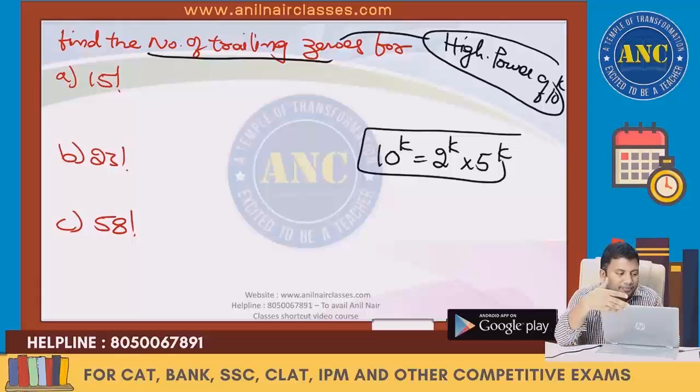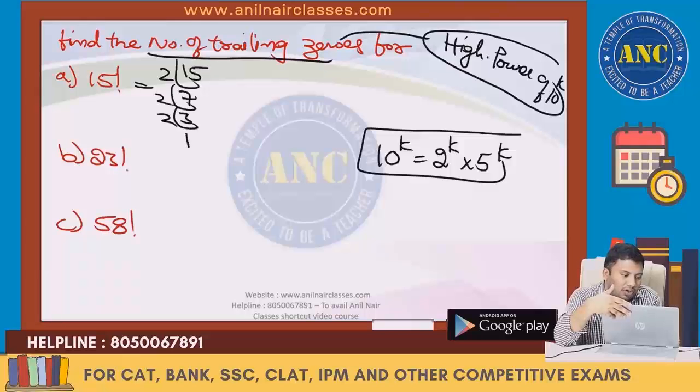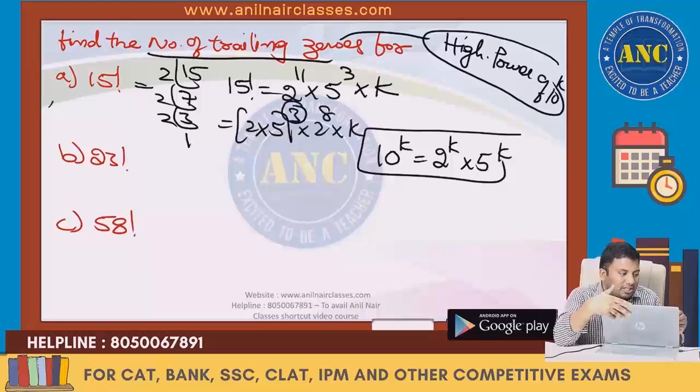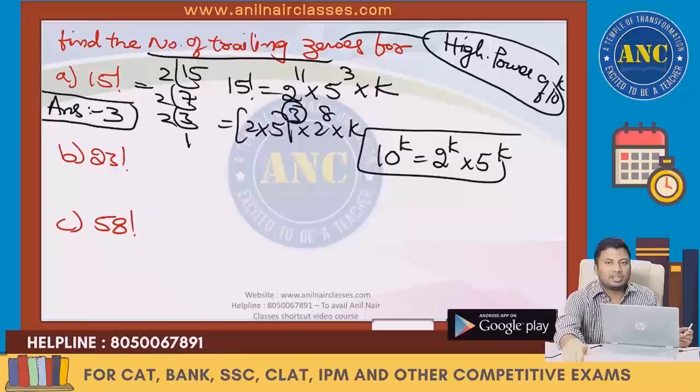Listen carefully. 15 factorial: 2 sevens are, 2 threes are, 2 ones are, so 15 factorial has 2 power 11. For 5, 15 divided by 5 gives 3, so 5 power 3 into k. So this is 2 into 5 power 3, 2 power 8 into k. So the answer for this question is 3, which is nothing but the highest power of 5.